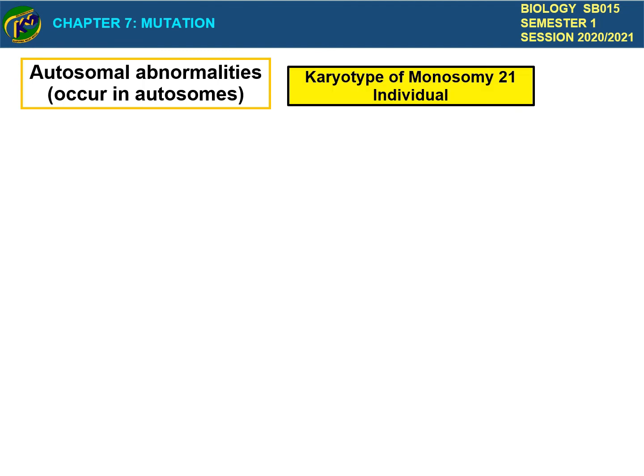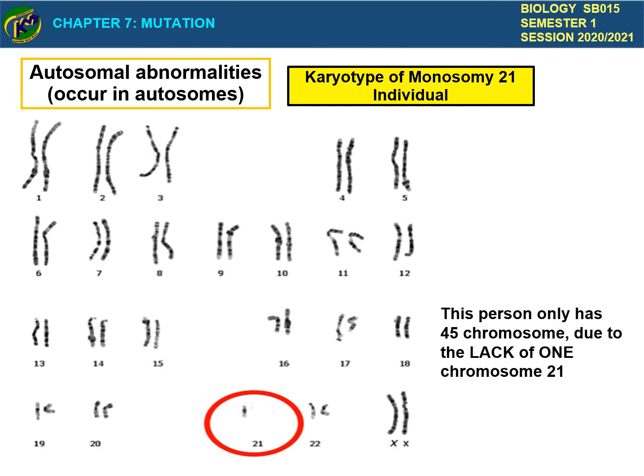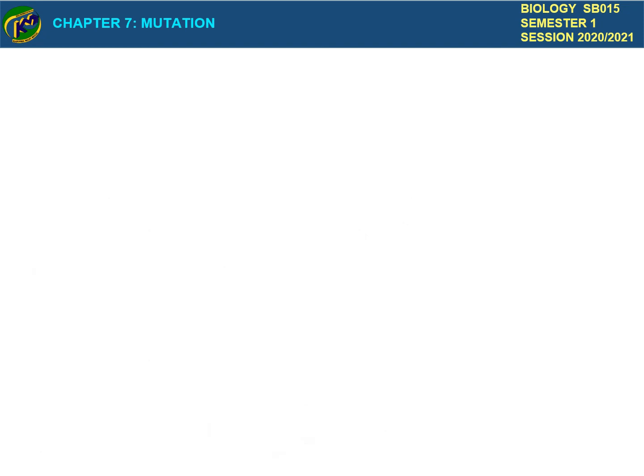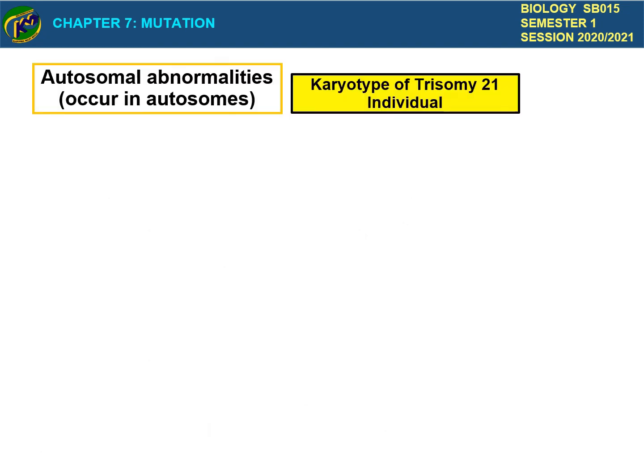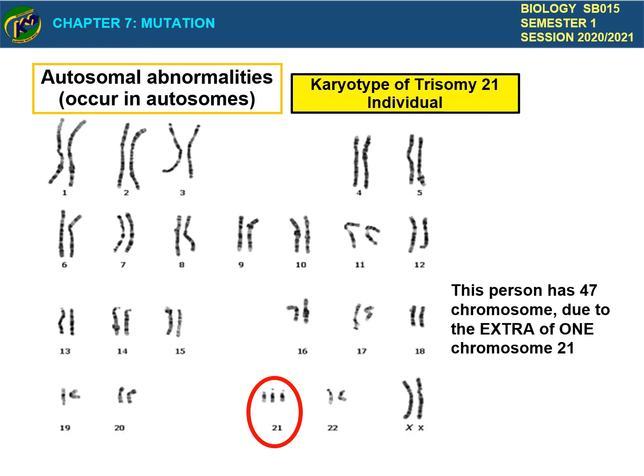Now, we look at the karyotype of monosomy 21 individual. As we can see in this figure, this person only has 45 chromosomes due to the lack of one chromosome 21. Next is karyotype of trisomy 21 individual. From this karyotype, we can see that this person has 47 chromosomes due to the extra one chromosome 21.